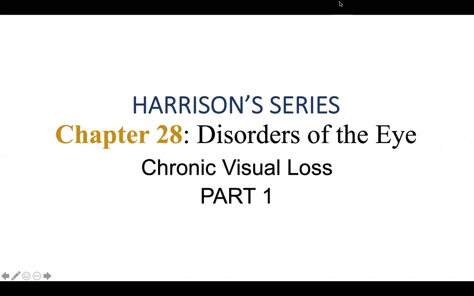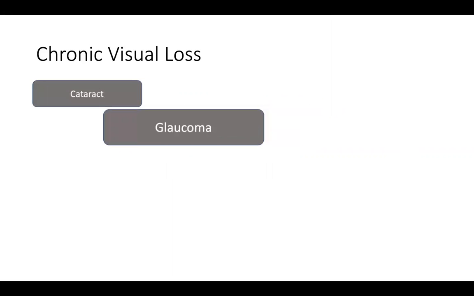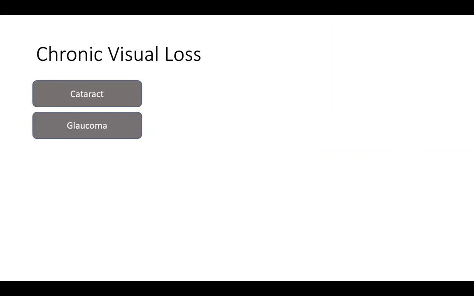Hi, today we will be discussing Chapter 28 of Harrison's Principles of Internal Medicine. This chapter deals with disorders of the eye. This slide set is part 1 of 2 on eye disorders causing chronic visual loss in this chapter. In this set of slides, we will discuss 3 etiologies, namely cataract, glaucoma, and macular degeneration.